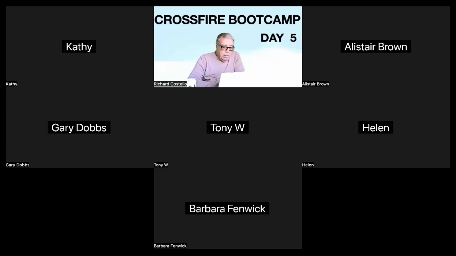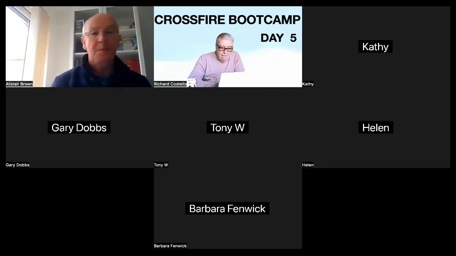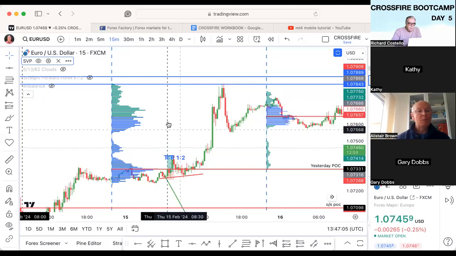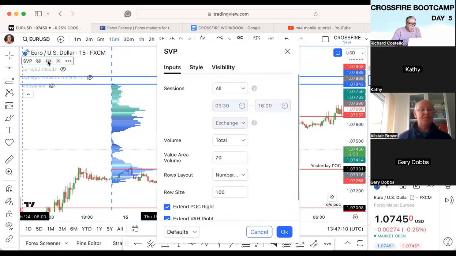I lost everything for a second there. So back to share screen. Okay, so that's what you see when you put total as opposed to up and down. The up and down differentiates between buyers and sellers. Not sure how that helps me. So you can have it on either total, or you can have it on up down.